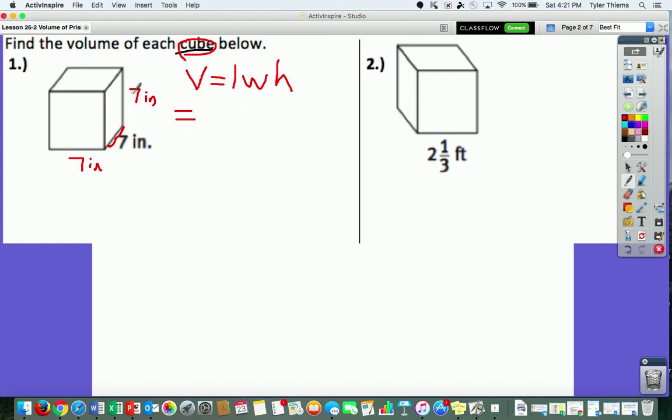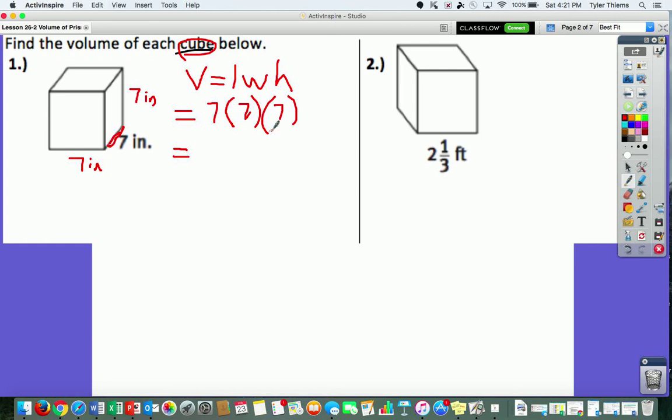The length, and it really doesn't matter which one's the length, the width, and the height. But the length is usually this direction, 7, so we'll plug in 7. And I'm going to use parentheses when I plug in the width. The width is also 7. And the height is 7. So you're going to need your calculator for these. 7 times 7 times 7.